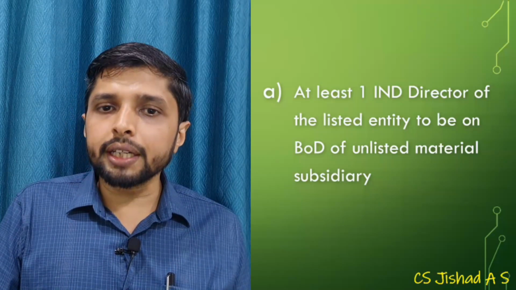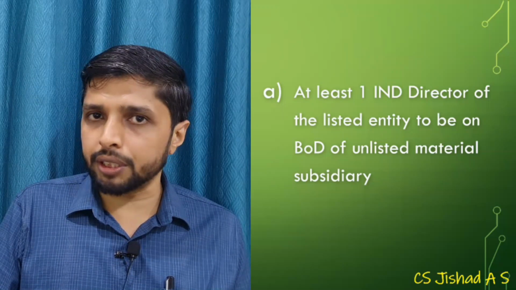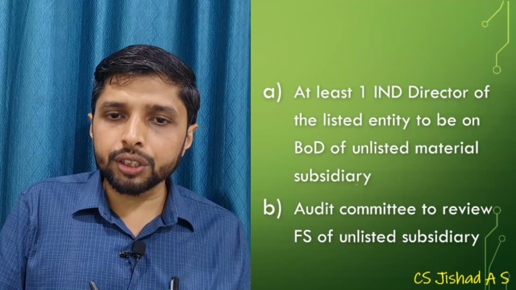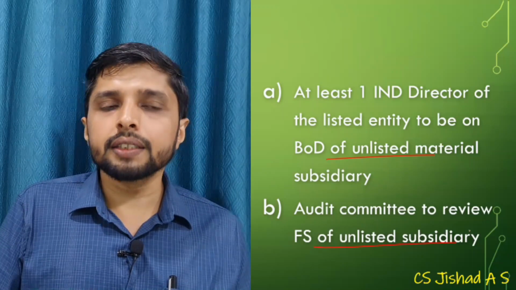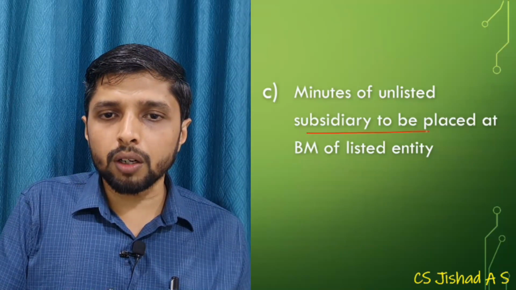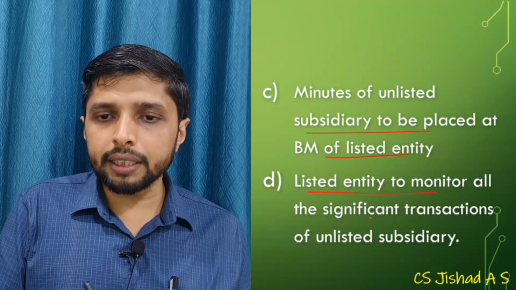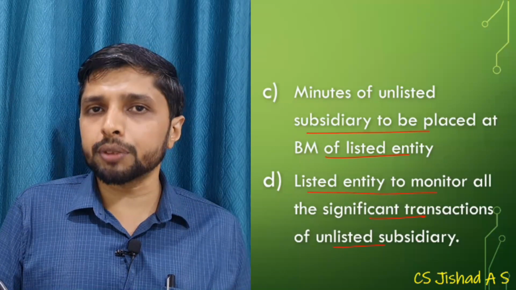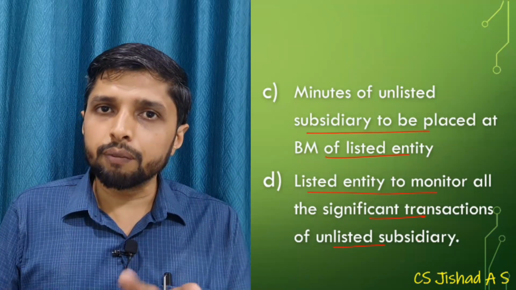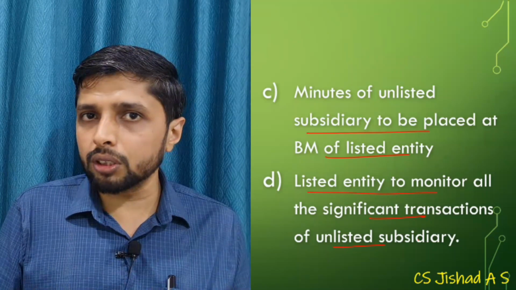So number one, at least one independent director of the listed entity to be on the board of unlisted material subsidiary. Okay. Number two, audit committee to review the financial statement of unlisted subsidiary. Then minutes of unlisted subsidiary to be placed on board meeting of listed entity. Listed entity to monitor all the significant transactions of unlisted subsidiary. So please note that this provision will be applicable for any subsidiary which is not listed. Okay, unlisted material subsidiary will have to undergo this provisions.